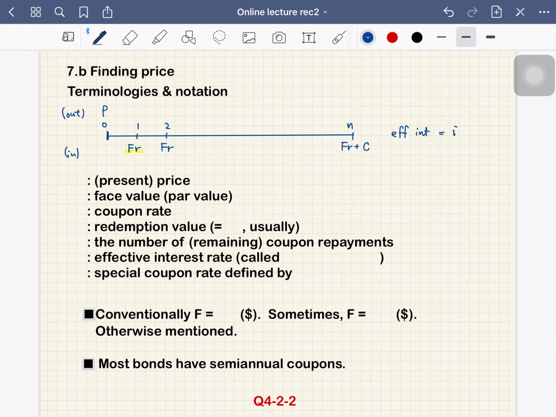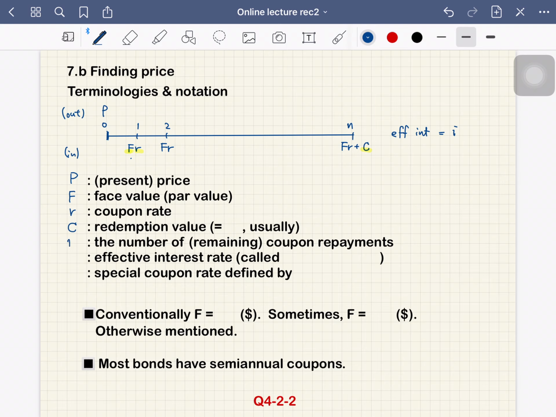So in this case, as I have already written, P is called price or present value. And this F, this is the nominal value, so this is called the face value. And the coupon rate is calculated based on face value. So this is denoted as R. And this principal is called the redemption value. So we write this as C.